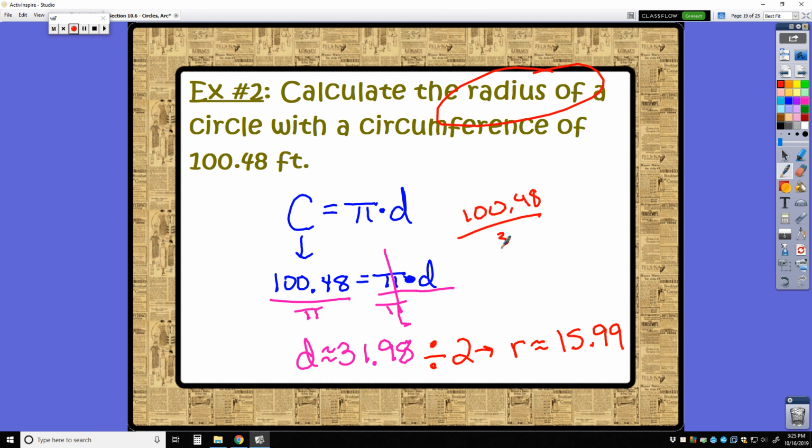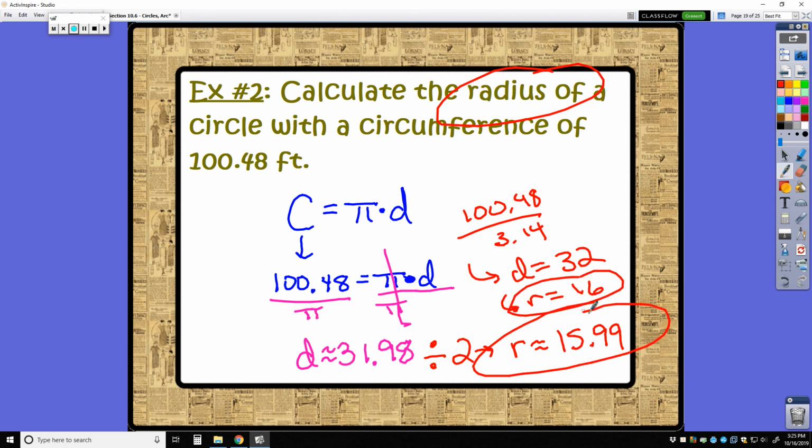Now, that was me using the pi button, but if I did 100.48 divided by 3.14, that gives me that the diameter is exactly 32, which would then make the radius exactly 16. So just so you know, both of these are equivalent answers. It really just depends if you want to use the more approximate 3.14, or if you want to use the pi button in your calculator, which gives you way more digits than just 3.14. But either one is perfectly acceptable.